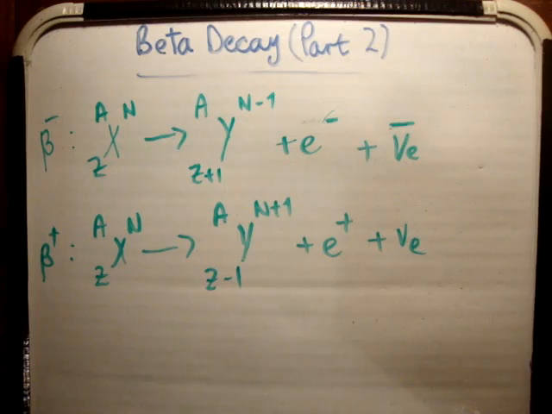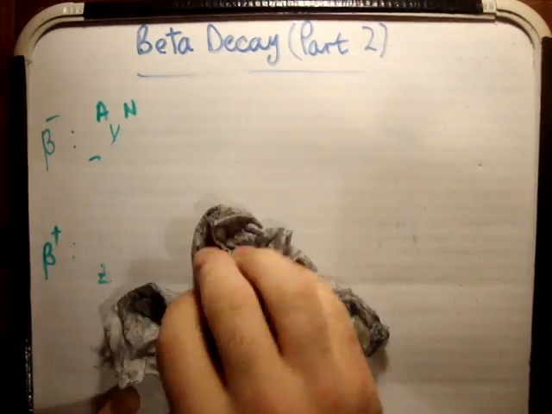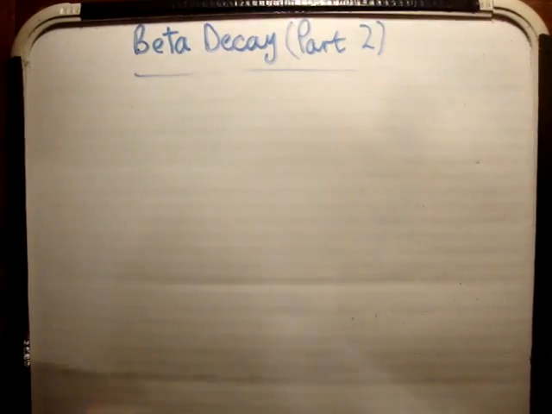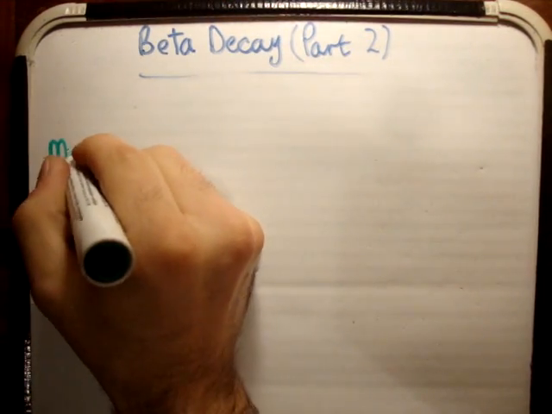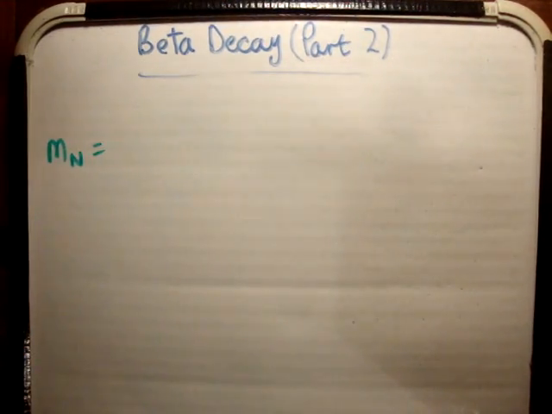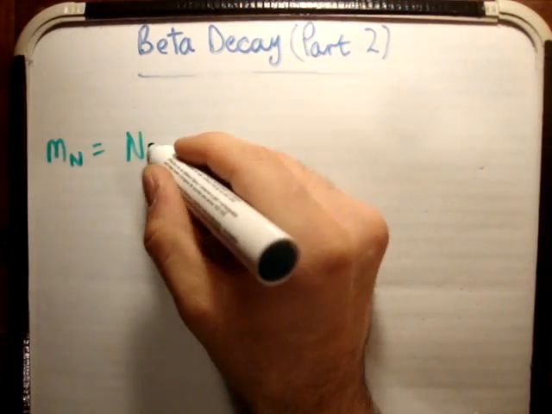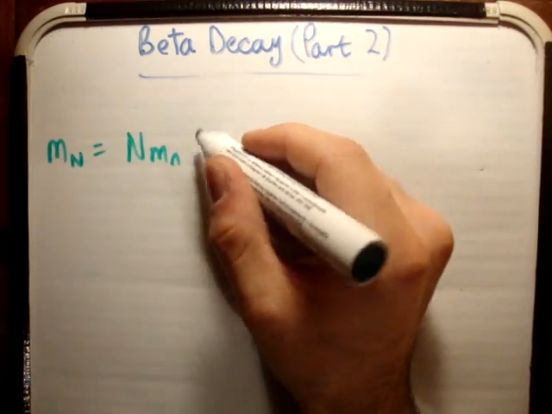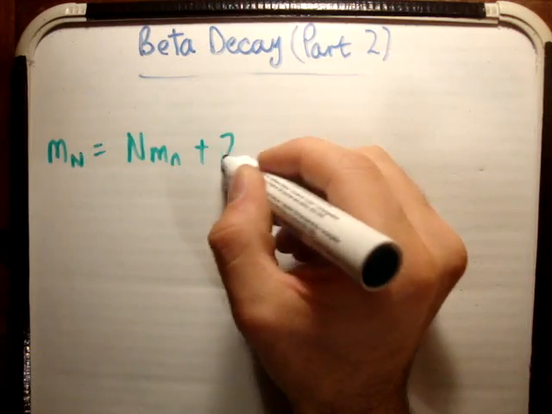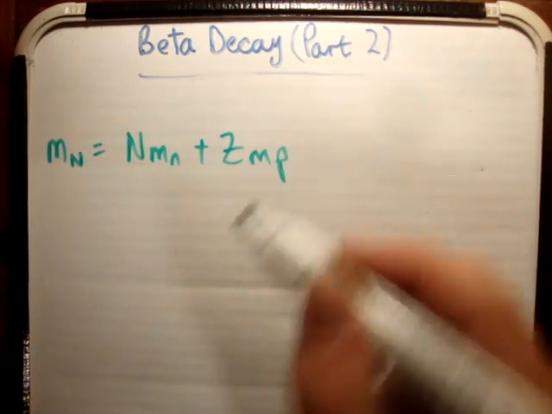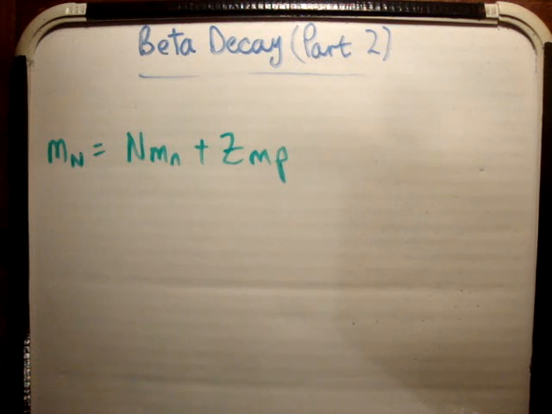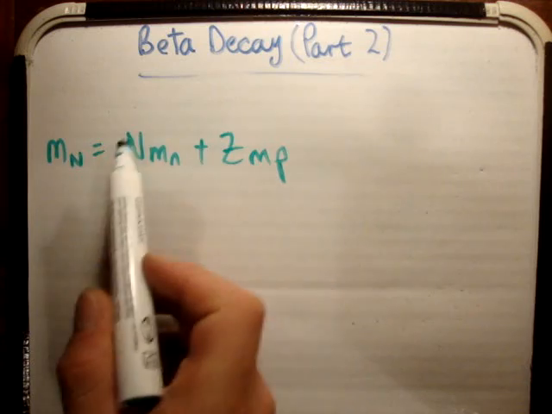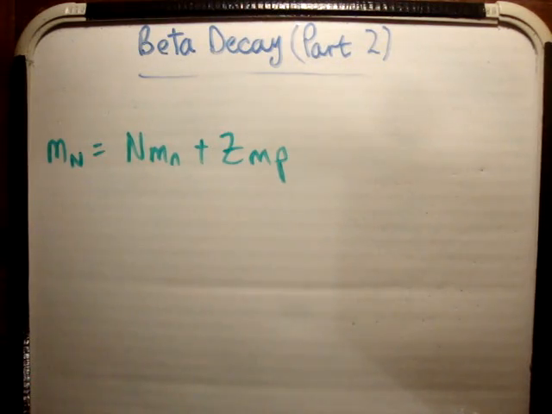I also showed you how to get the masses of both the atom and the nucleus. So I said that the mass of a nucleus, m sub n, is equal to the number of neutrons times the mass of a neutron plus the number of protons times the mass of a proton. Alright, that's pretty intuitive.